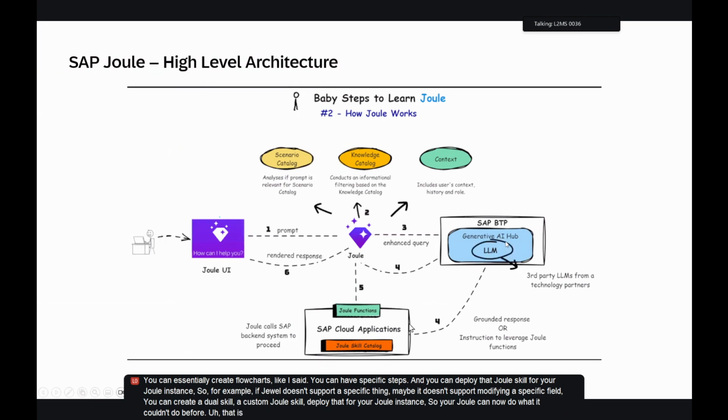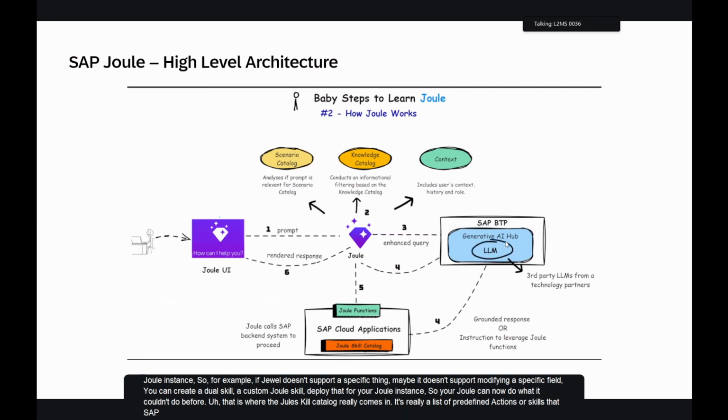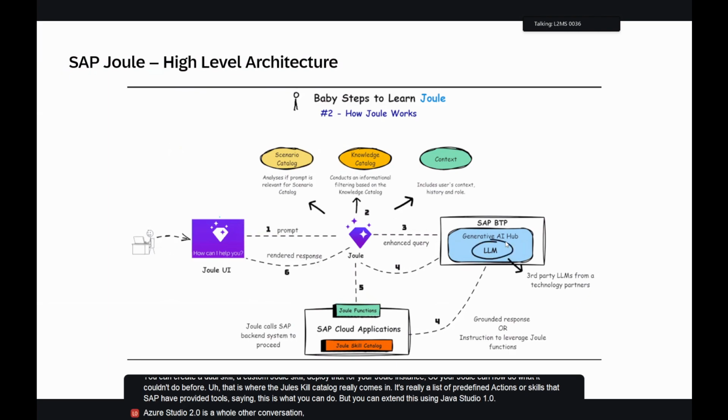That is where the Joule skill catalog really comes in. It's really a list of predefined actions or skills that SAP has provided Joule, saying this is what you can do, but you can extend this using Joule Studio 1.0. Joule Studio 2.0 is a whole other conversation, of course.